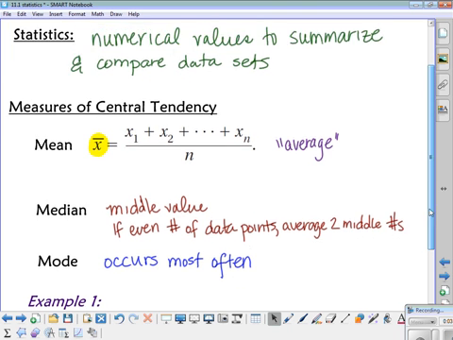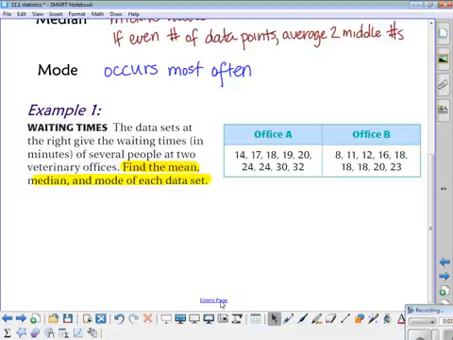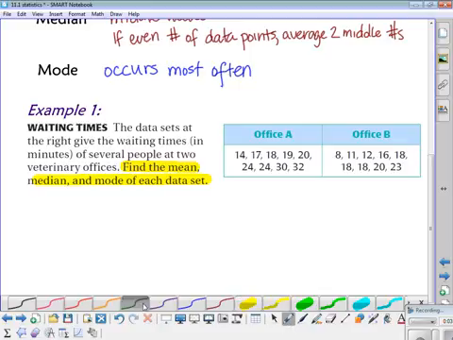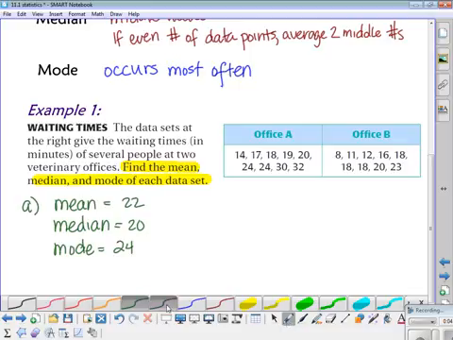All right, so we've got a couple of data sets here, and you guys actually already found the mean, median, mode for that first one, because that's where those numbers came from. So we already found the mean, median, and mode for Office A. So let's just go ahead and write that one down. And then I want you guys to go ahead and compute for Office B. So we already had 22, 20, and 24. You guys figure out what it is for Office B.